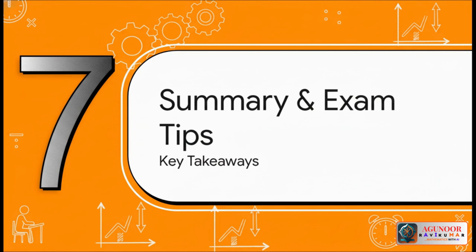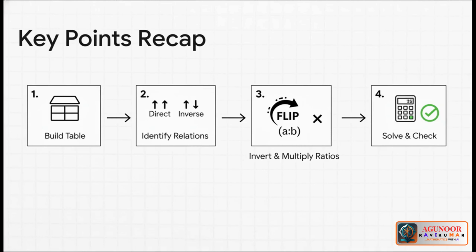Let's just quickly summarize the most important points that you need to take away for your exams. If you just remember these key points, you'll be in fantastic shape. Build your table, identify the relationships, and please, I'll say it one more time, remember to invert the ratio for any inverse relationship. And finally, just give your answer a quick common sense check. Does the number you got seem reasonable?